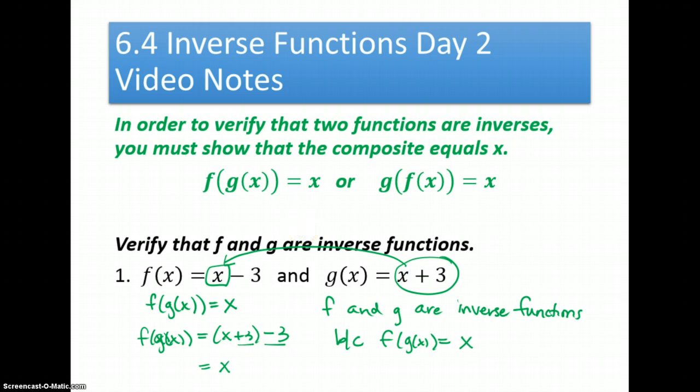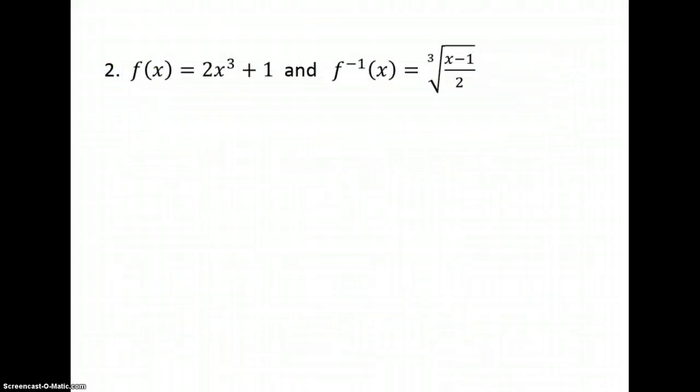Let's try it again. Okay, the same directions. Verify that f, in this case f inverse, which is the same as g, okay, verify that these two different functions are inverse functions. So what am I going to show? I'm going to show that f of g of x must equal x. If it doesn't, then they're not inverse functions.